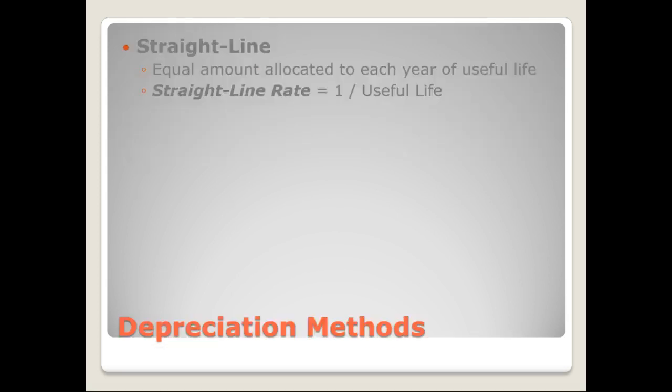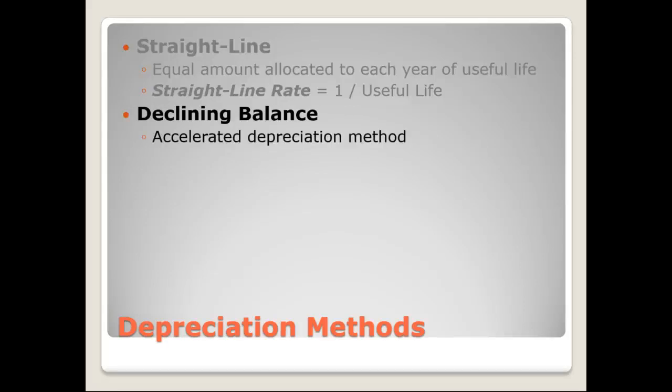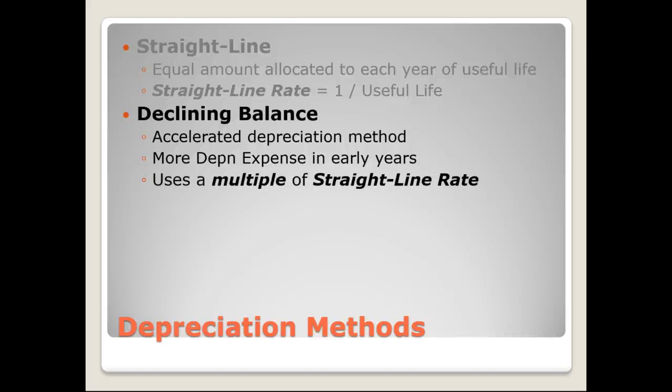Now let's move on to the next depreciation method, the declining balance method. If you recall, this is an accelerated depreciation method, which means that it causes the depreciation expense in the early years to be faster or higher amounts so that the asset declines in value faster. You should expect more depreciation expense in the early years and a lower amount in the later years if you compare declining balance method to the straight line method.